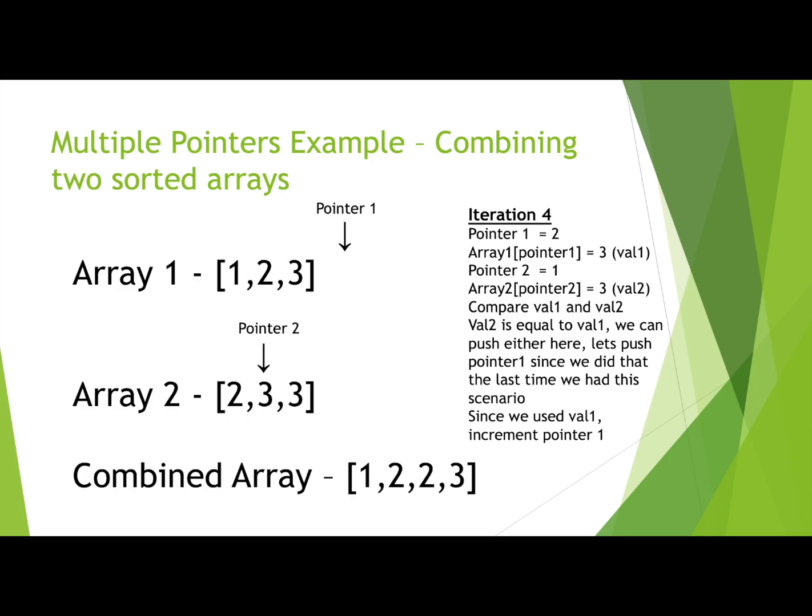Now notice one thing that happens here. Our pointer 1 actually exits our array 1, right? So there's no more possible values for our pointer 1. So what happens here is we can't do that comparison step that we had in the last piece of code, right?